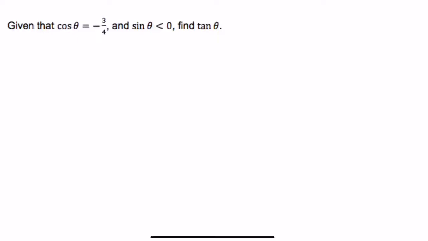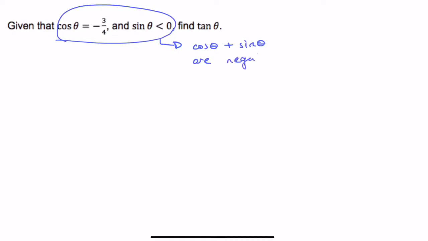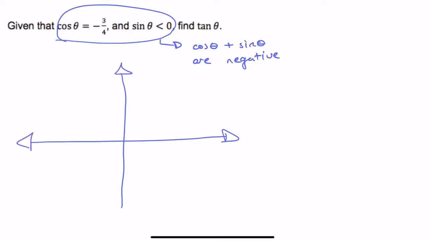Given that cos theta equals -3/4 and sine theta is less than 0, find tan theta. So what cos theta is -3/4 and sine theta is less than 0 tells me first is that cos and sine are both negative. So I can figure out which quadrant they're in by looking at "All Students Take Calculus."